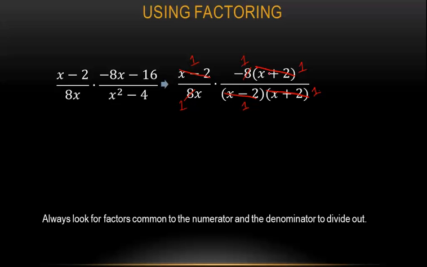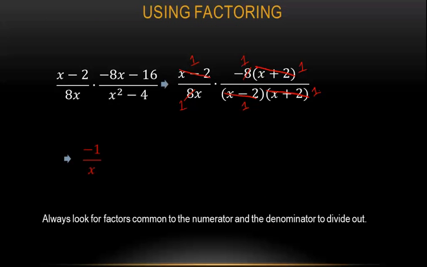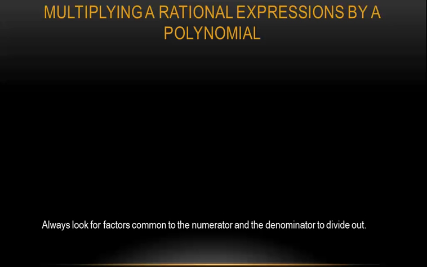And so once all the factors are divided out or canceled out, now I can just go ahead and multiply the numerator times the numerator and denominator times the denominator, getting me negative 1 over x. Okay, so now, sorry, I apologize. I thought I created a slide for you to try the previous example, but I guess you'll just have to wait and use that later.